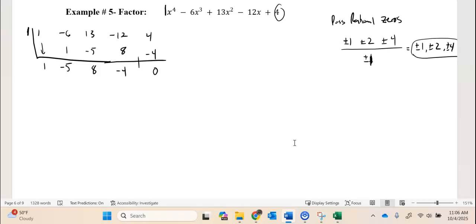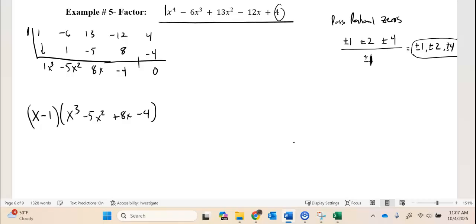Okay, so I like to just go step by step. What did we learn here? Well, I divided by x minus 1, right? This is the 0 that goes with it. And I divided a 4th degree polynomial, so I got a cubic: x cubed minus 5x squared plus 8x minus 4. That's this 4th degree polynomial factored. But I still have a cubic. So now I have to divide again.